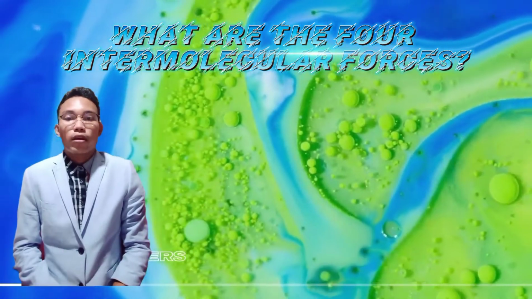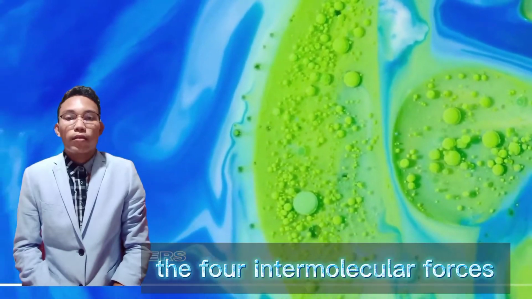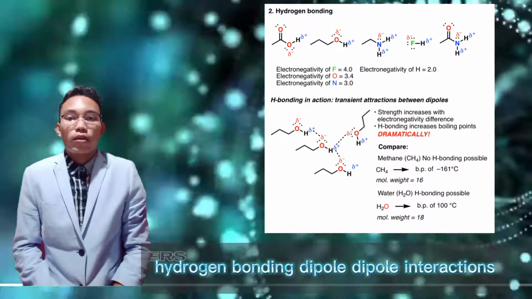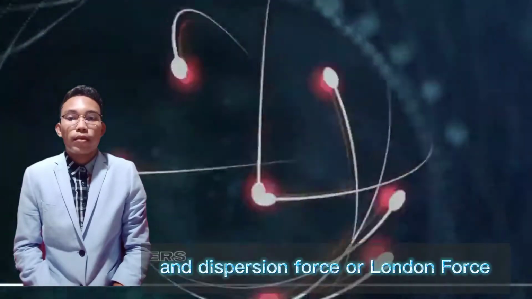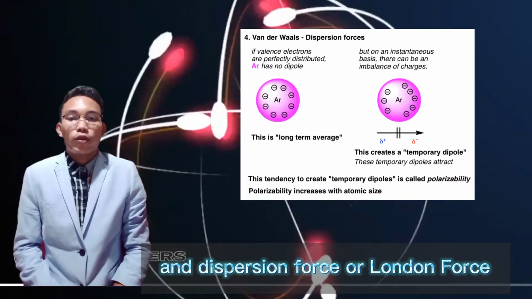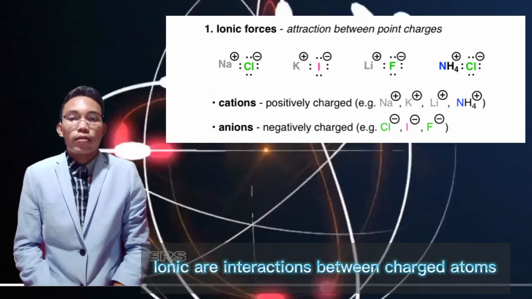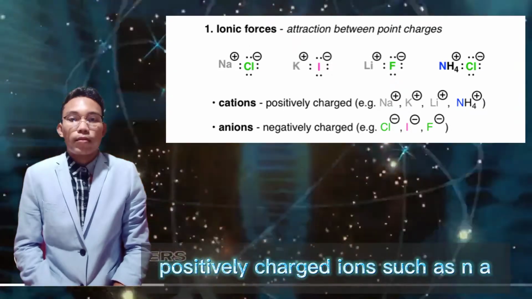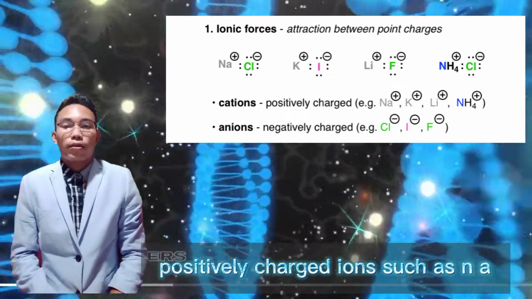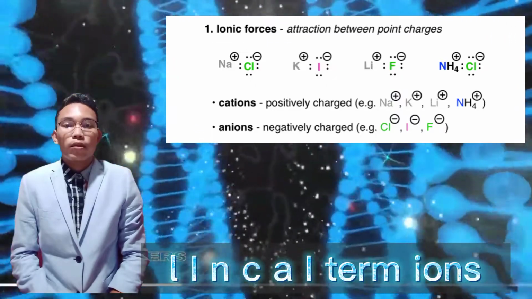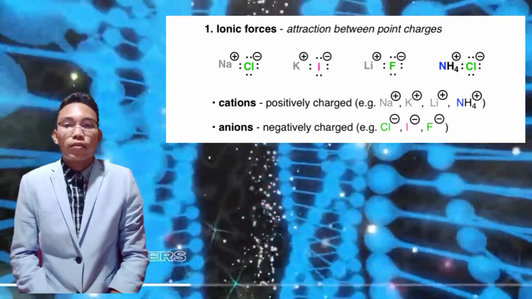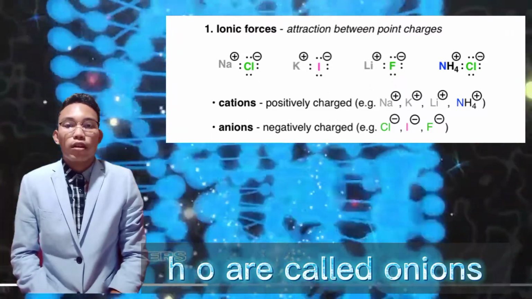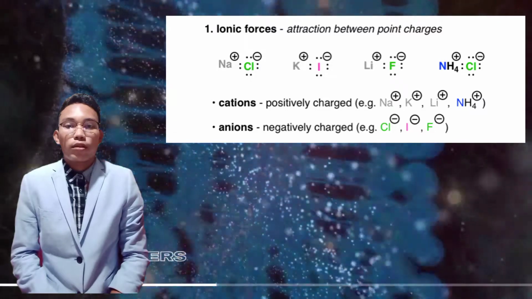What are the four intermolecular forces? The four intermolecular forces consist of ionic force, hydrogen bonding, dipole-dipole interactions, and dispersion forces or London force. Ionic forces are interactions between charged atoms or molecules. Positively charged ions such as Na, Li, and Ca are termed cations. Negatively charged ions such as Cl, Br, and OH are called anions.